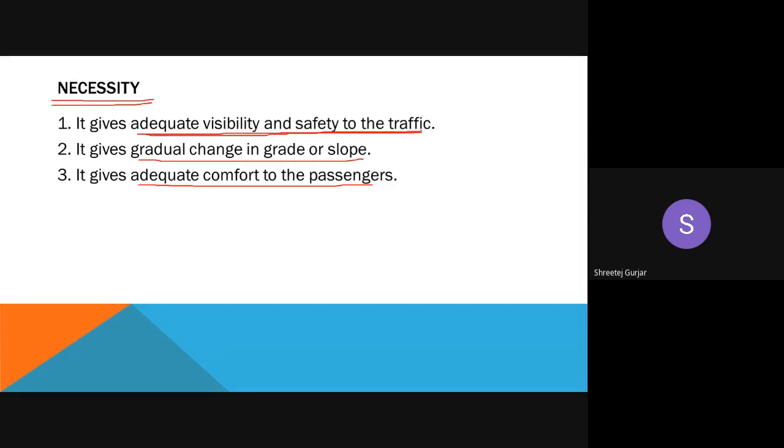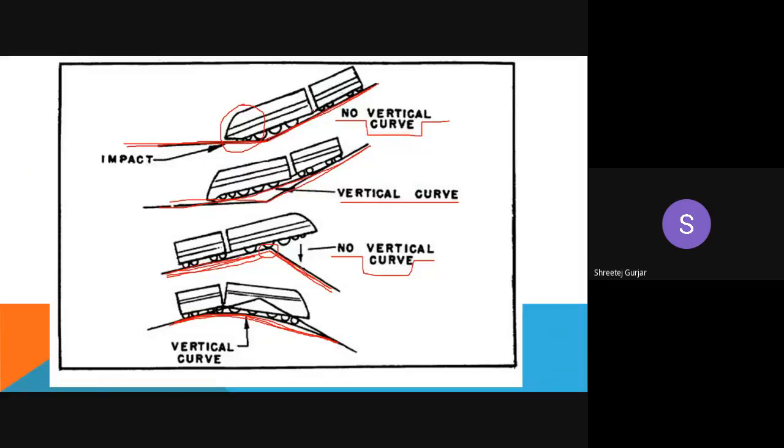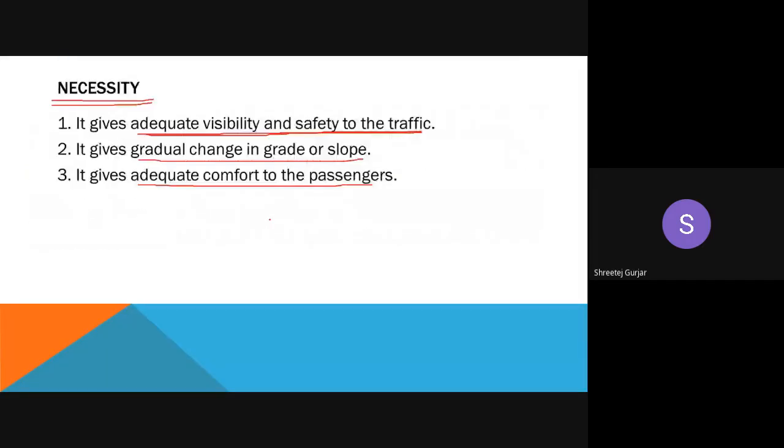Adequate visibility and safety to traffic. Here in this example, let me draw. You have a road with a rising gradient, and then suddenly a downward gradient, and this is your vehicle number one which is coming upwards. He cannot see the vehicles which are coming in this direction. If this is the eye level, it is not visible to him until they reach the top. Until they reach the top, they are not visible to each other, and it will cause an accident between them.